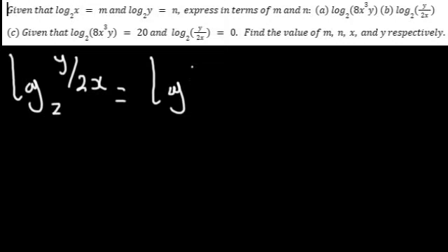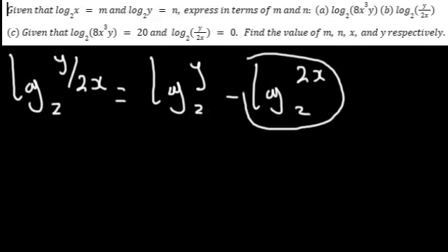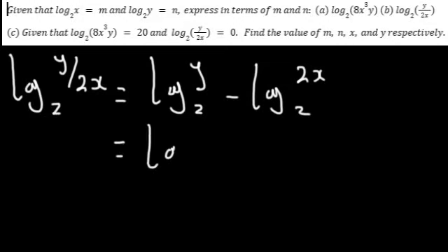log of y to the base of 2 minus log of 2x to the base of 2. Now it turns out that the log of 2x to the base of 2 can also be split into a simpler form. And to do that, you can just apply the product law of logarithms. And doing that, we're going to be left with log of y to the base of 2 minus log of 2 to the base of 2.